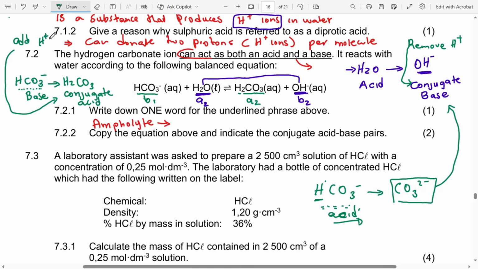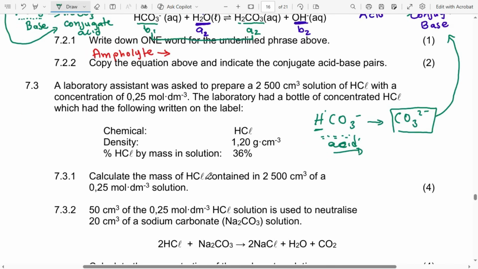Whenever you add the H plus, you create the conjugate acid. So these two will be the acid base pairs. You just have to copy this down and indicate using those lines the very same way I did: base 1, A2, A2, B2. And for that, you'll definitely get all 2 marks. Okay, bless you. Now let's move to 7.3 and see what we have on this one.